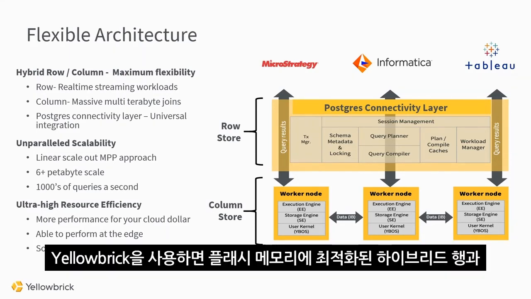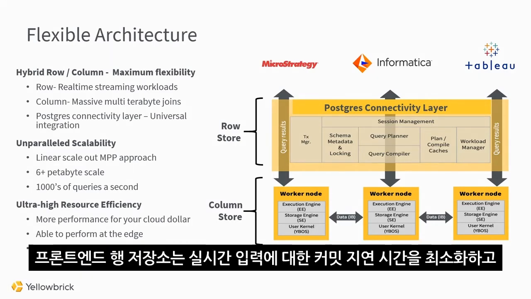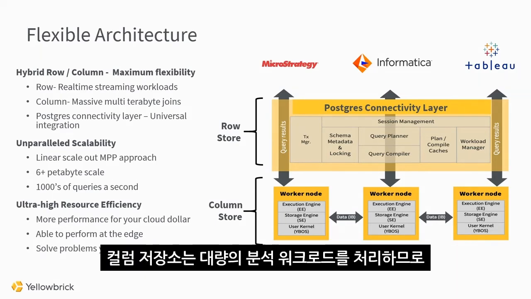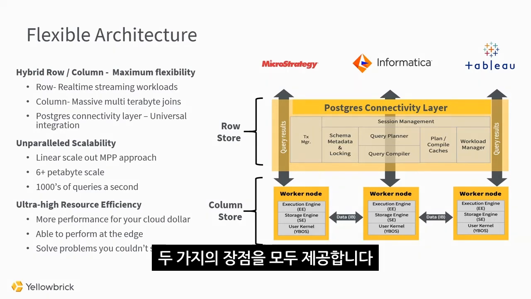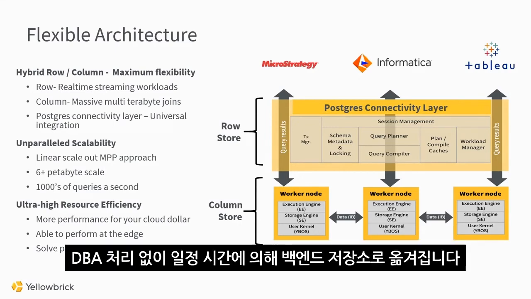With Yellowbrick, data is actively managed in a hybrid row and column store that's been optimized for flash memory, as we talked about in the earlier discussion. That front-end row store minimizes the commit latency for real-time inserts, while the column store is designed to handle the massive analytic workloads, giving you the best of both worlds. Streaming inserts live in our row store temporarily and are automatically flushed to the back-end store based on time or volume without any kind of DBA interaction.